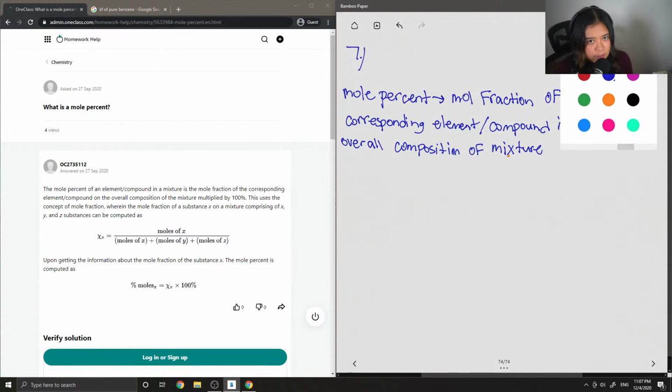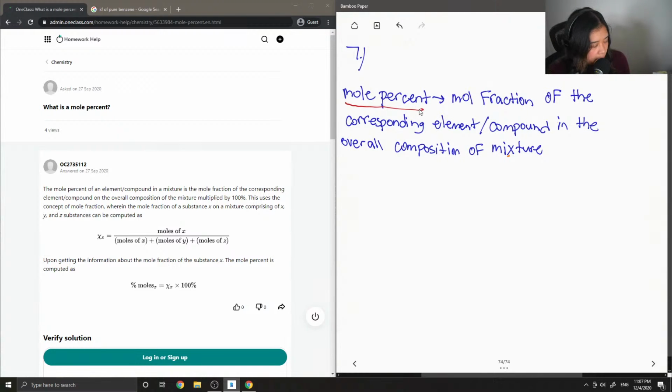Okay, so this makes more sense when we just do an example. So for example, let's say we had a mixture that contains 0.17 moles of NaCl plus 5.55 moles of H2O. And then we want to know what is the mole percent of sodium chloride.